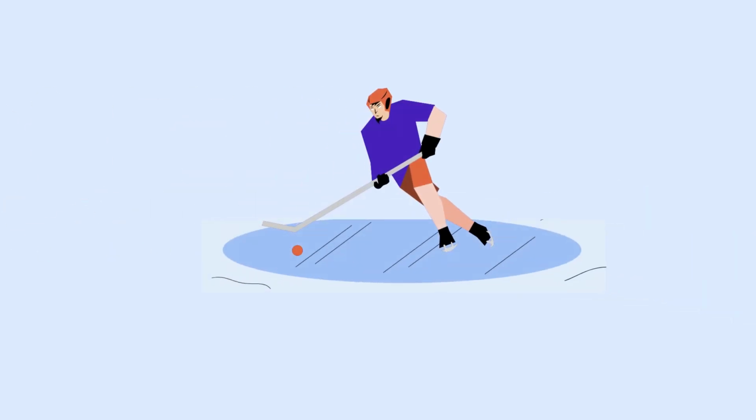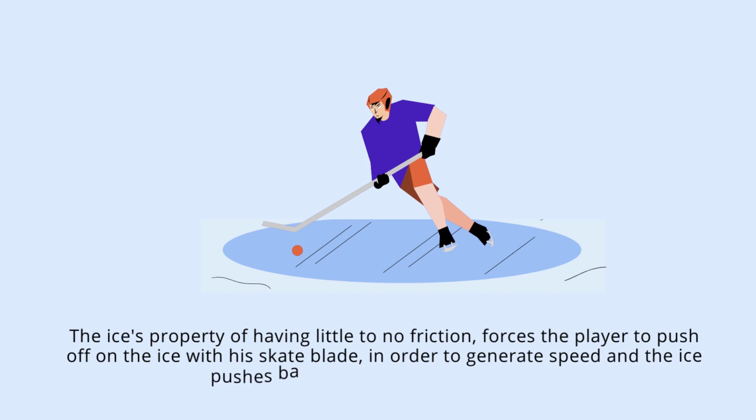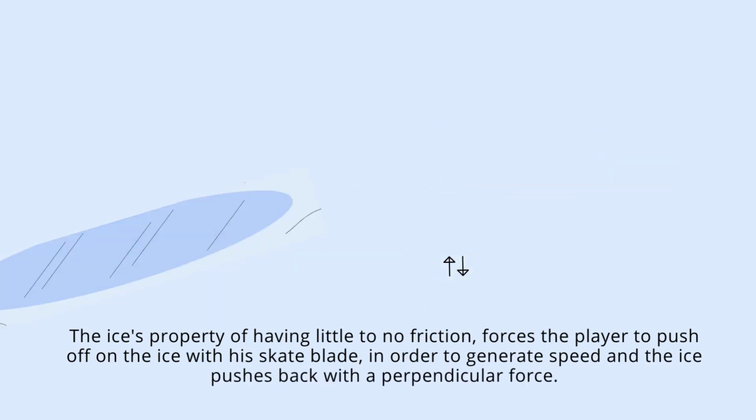Another example is when players push their skates backwards in order to move forward. The ice's property of having little to no friction forces the player to push off on the ice with his skate blade in order to generate speed, and the ice pushes back with a perpendicular force.